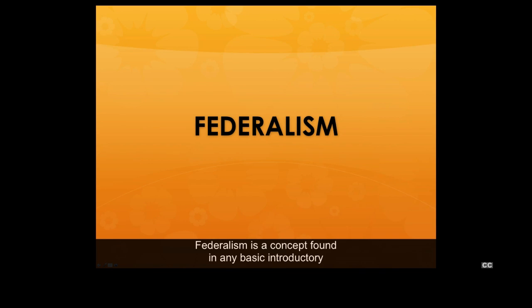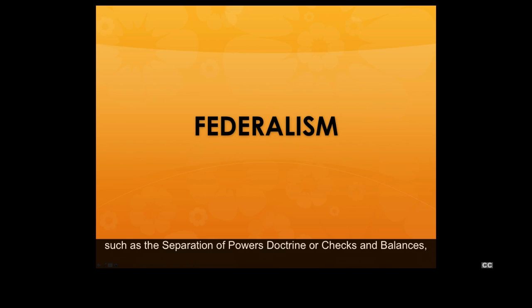Federalism is a concept found in any basic introductory American government course. It's a concept that always seems to give students trouble. Students struggle with understanding and comprehending federalism, and I think the reason is that because it's a system of divided power, they confuse it with other systems of divided power or other concepts of divided power, such as the separation of powers doctrine or checks and balances and so forth.